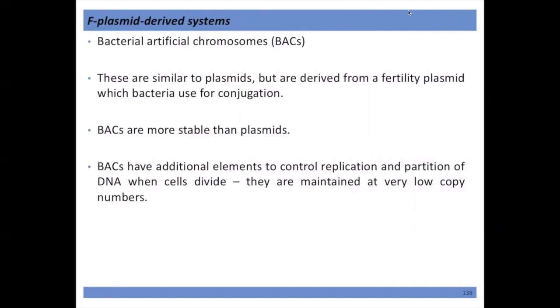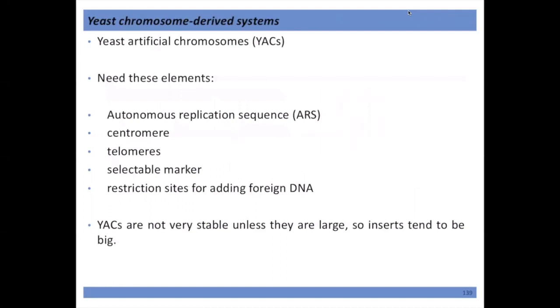Some of the advantages of these BACs, or bacterial artificial chromosomes, are that they're similar to plasmids but derived from a fertility plasmid in bacteria, and they're more stable than plasmids. And anyway, a few other additions. Yeast artificial chromosomes need some different elements than a plasmid. Yeast are eukaryotes, and so they're not very stable unless they're large. Like I mentioned, the yeast artificial chromosomes can be very, very large.